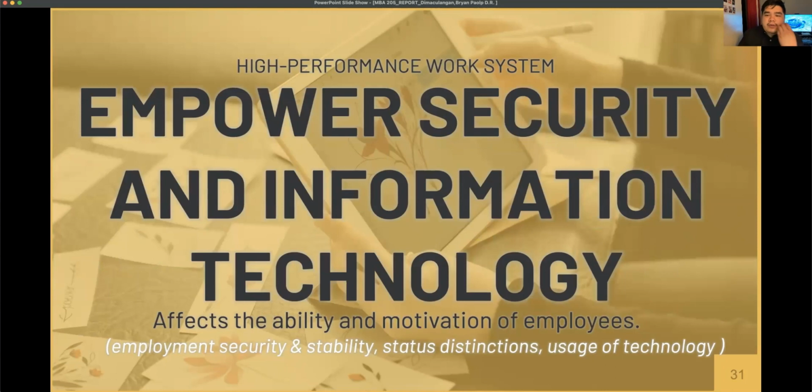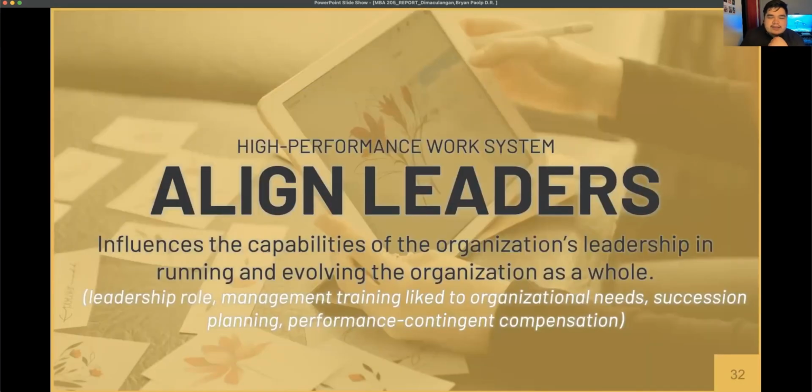There is also empowerment in security and information technology. So this affects the ability and motivation of employees. Some practices are like employment security and stability, status distinctions, and usage of technology. Lastly, there will be an alignment with leaders. So this influences the capabilities of the organization's leadership in running and evolving the organization as a whole. So some practices are like leadership role, management training like the organizational needs, succession planning, and again performance contingent compensation.